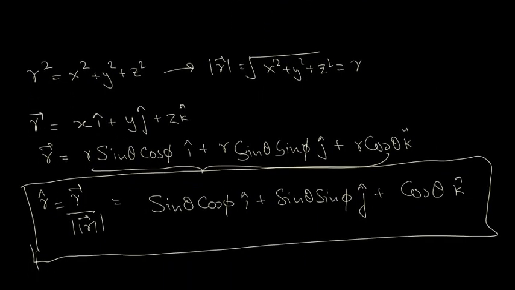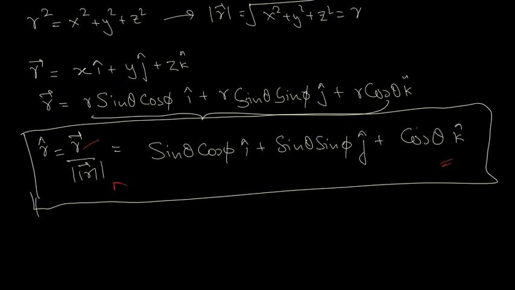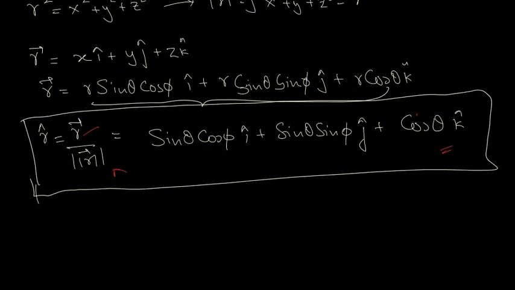So I did this, that r cap is r vector by mod of r vector, and you find out this. Today we are going to discuss these three unit vectors in detail. I mean today we are going to derive all these three unit vectors in general, what we have discussed. So stay with us.